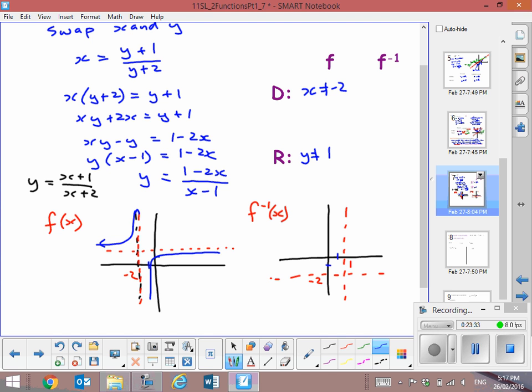Let me just check on this. X is 0, we're at minus 1. Y is 0, 2x is 1, x is a half. So our graph here is looking like that. If we think of our y equals x line, it's doing a reflection around that.